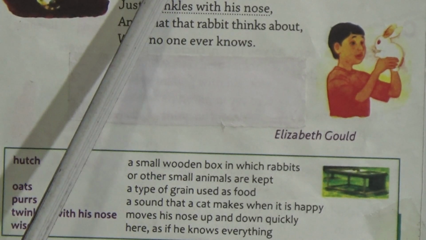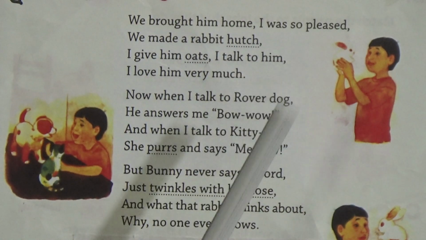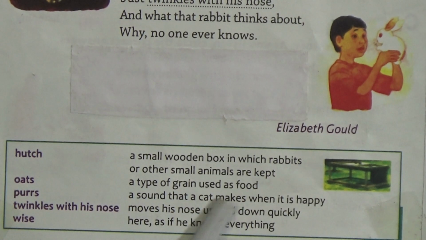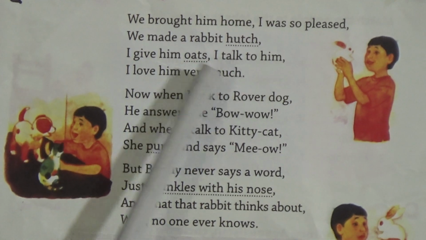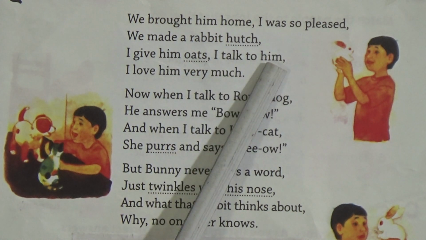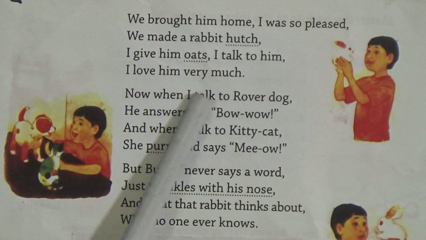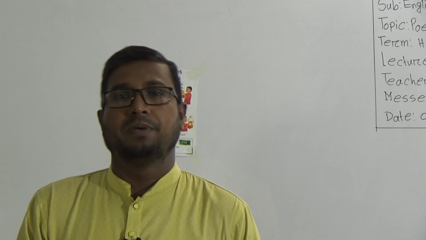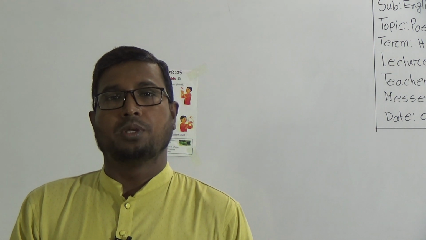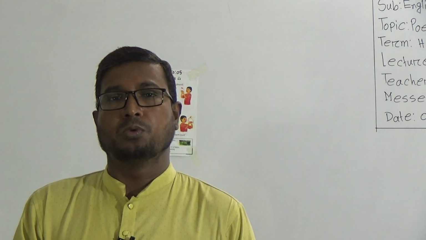I gave him oats. I talked to him. Oats means a type of grain used as food. That means the speaker gives him oats to eat. I talk to him. The speaker talks to the rabbit. I love him very much. That means from the first 4 lines we have understood the speaker is very happy to have a new rabbit, and he talks to him, gives him some oats to eat, and loves him very much.